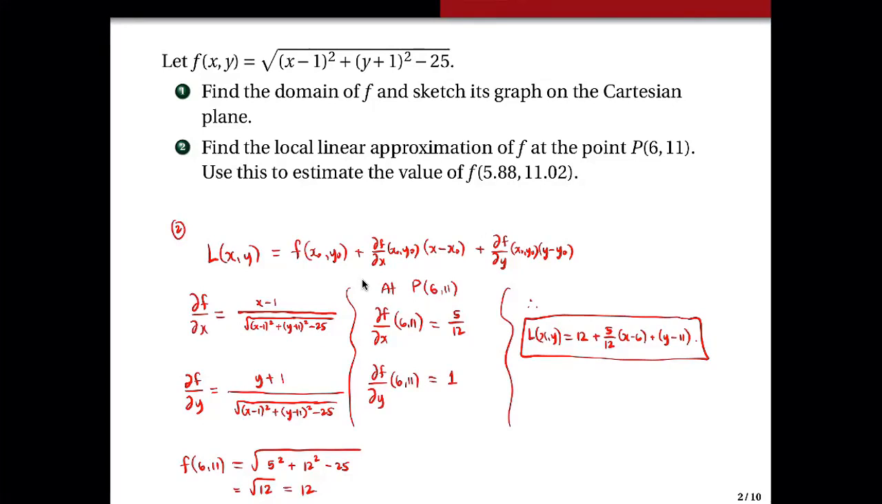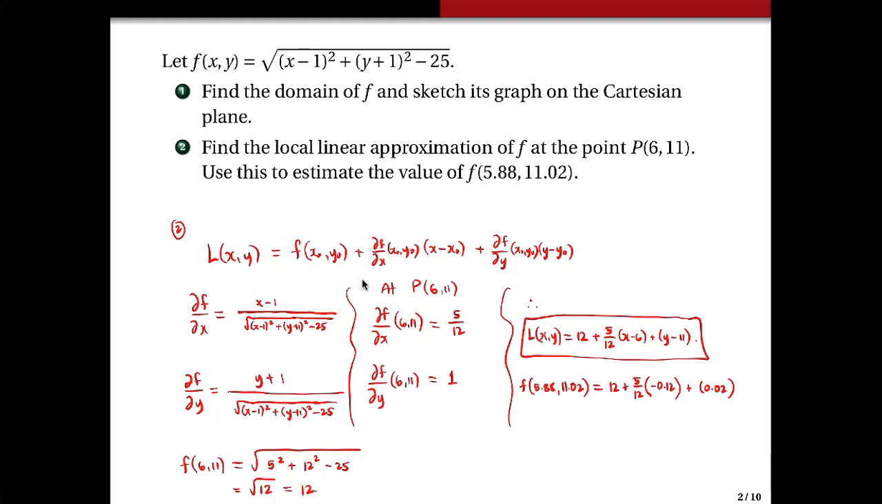And then let's just do this. f(5.88, 11.02). This will become 12 plus 5 over 12 times (5.88 minus 6). That's negative 0.12. And then plus (y minus 11). So 11.02 minus 11, that's 0.02.